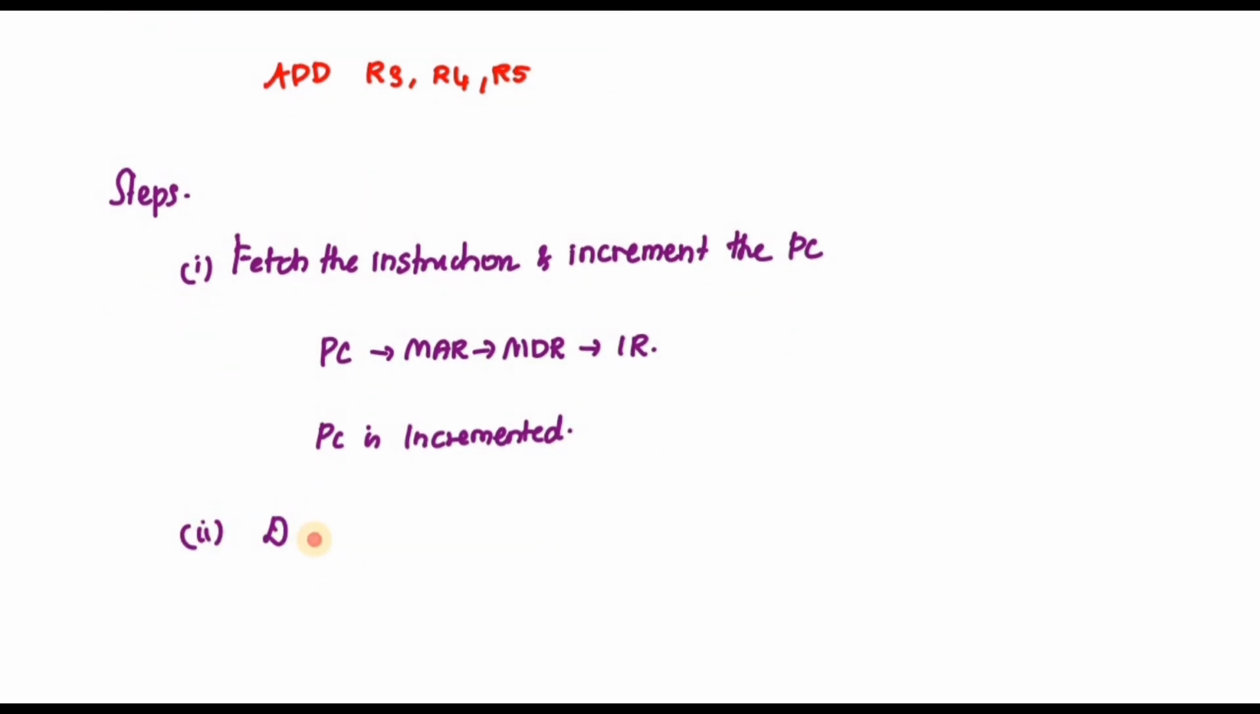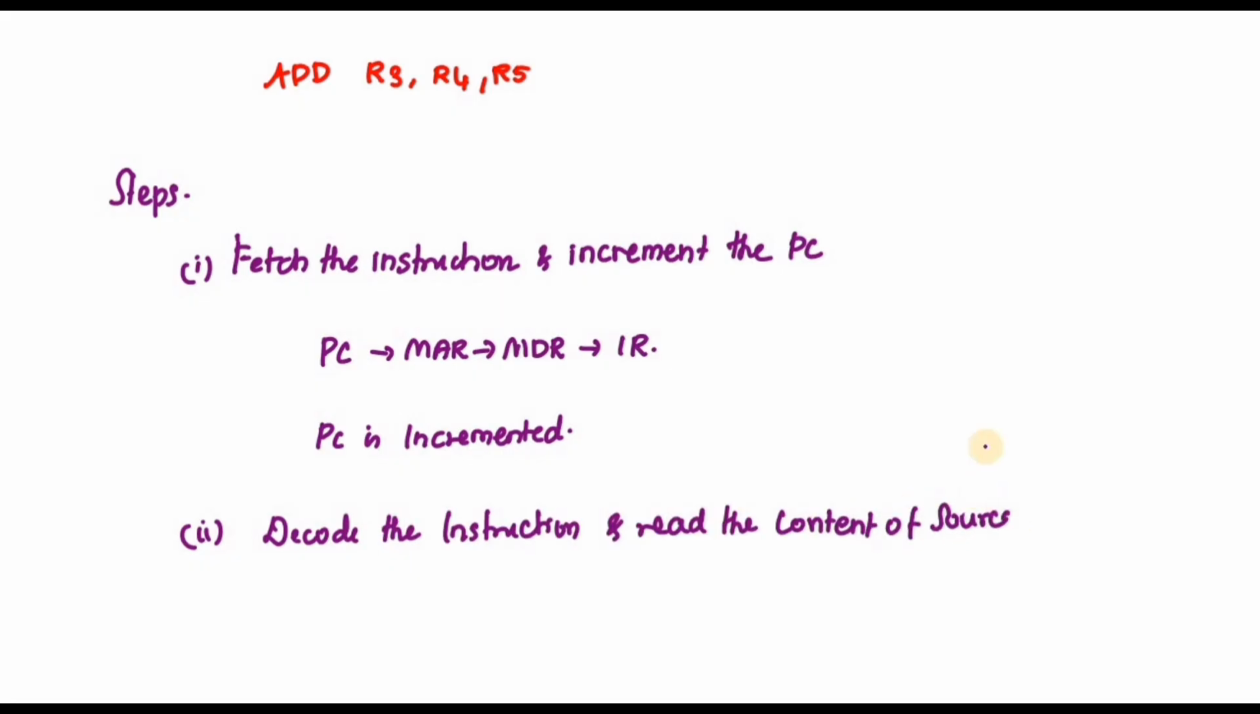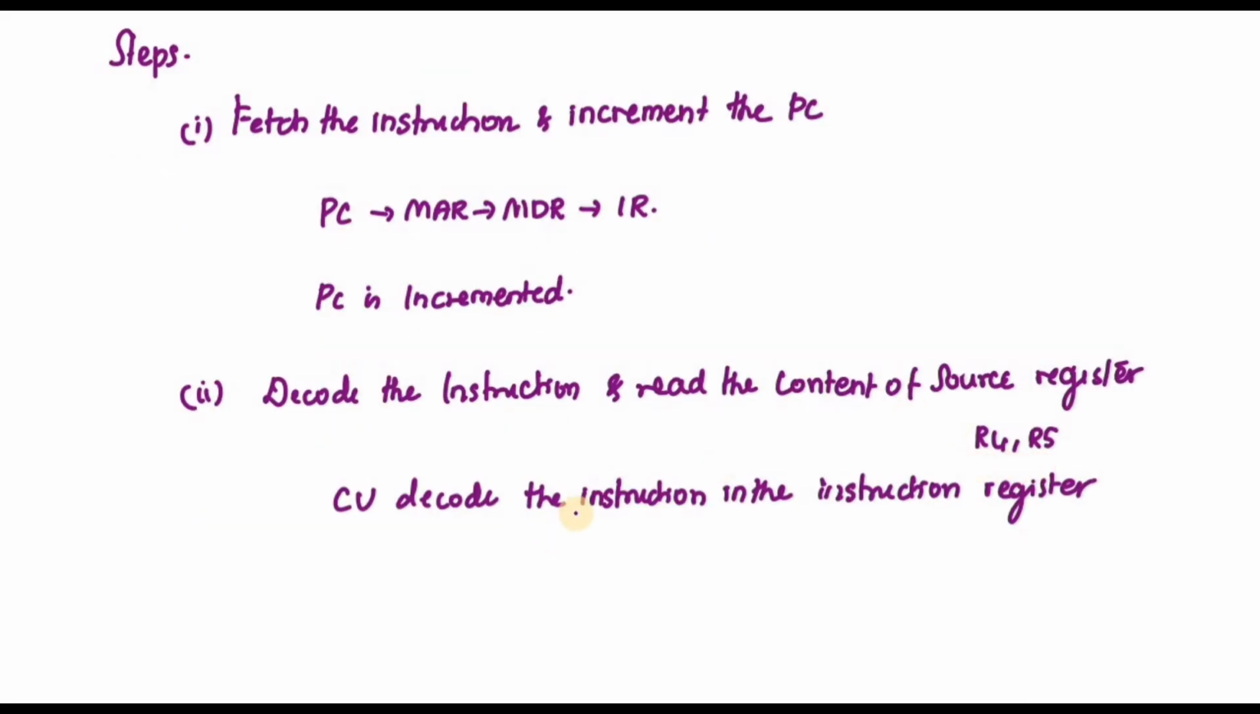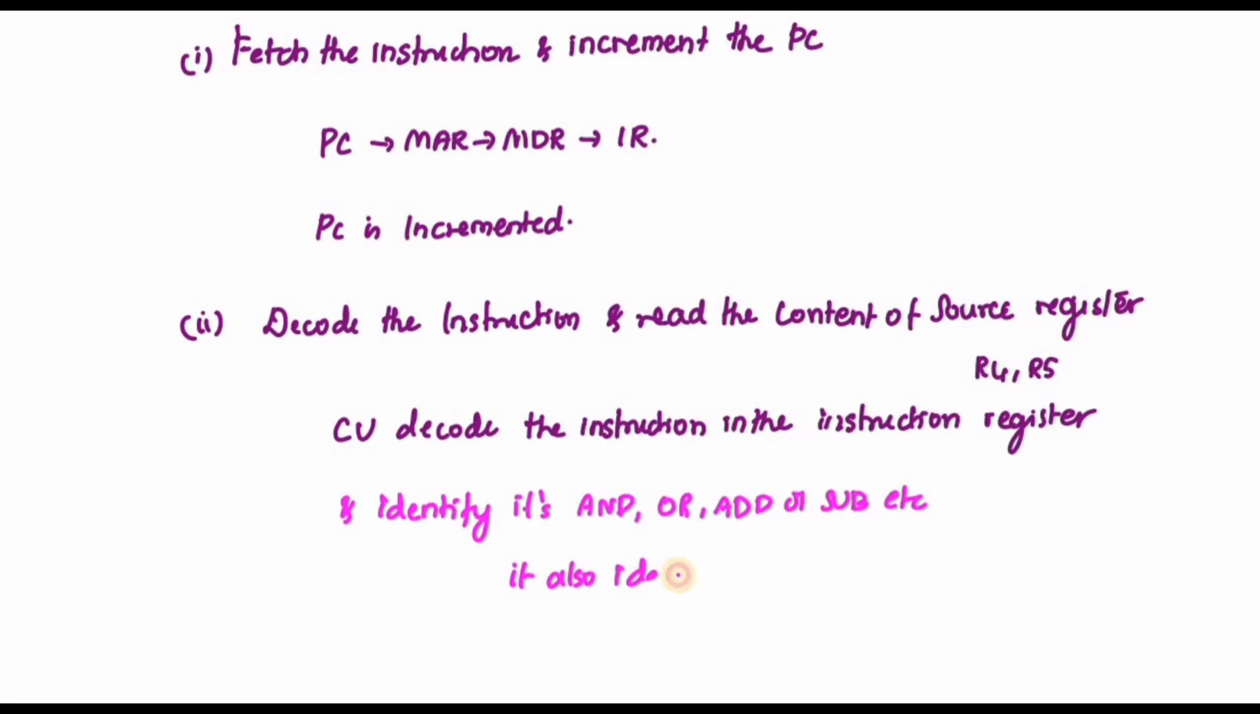The second step is to decode the instruction and read the contents of the source registers. Here the source registers are R4 and R5. In order to decode the instruction, we use the control unit, which decodes the instruction in the instruction register to identify whether it is an AND operation, OR, add or subtract, etc. It is also used to identify registers or operands, that is, here we are using R4, R5 and R3, right?